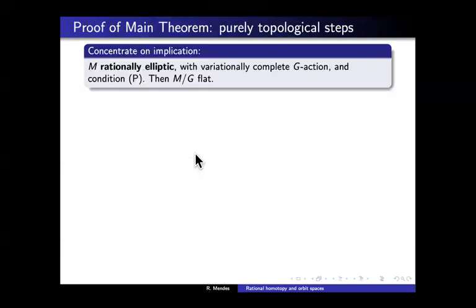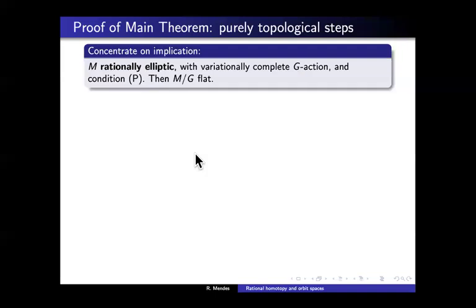Okay, so the rest of what I want to do in this talk is give an idea of the proof. So I'm going to start talking about the proof now. The theorem was an equivalence, right? But let's concentrate on one of the implications of the if and only if statement. And this is the more interesting, the harder one. So let's concentrate on this.